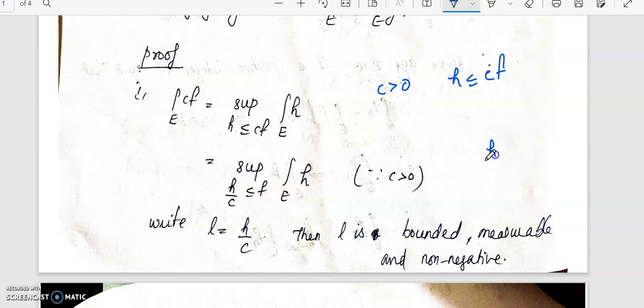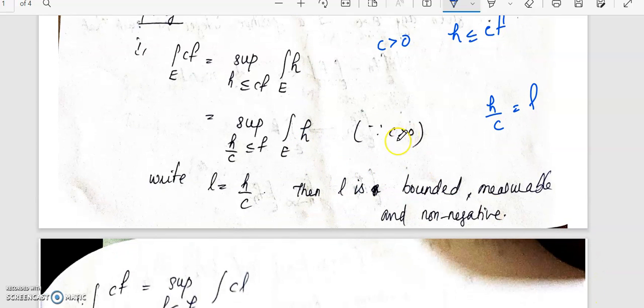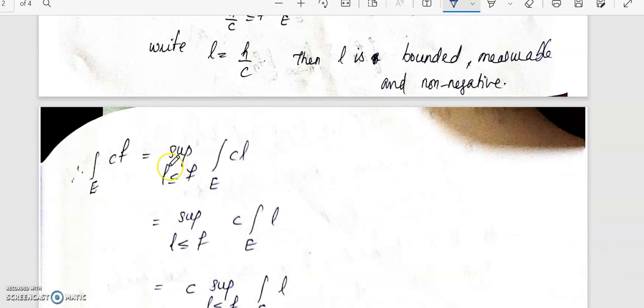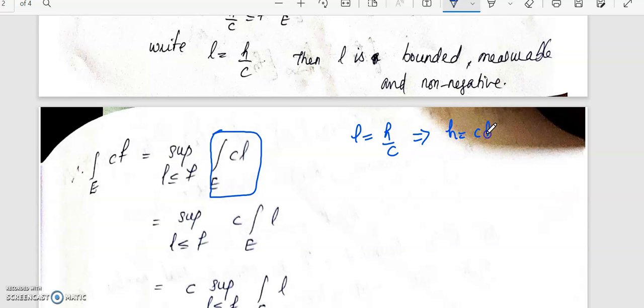ഇനി let me put h by c equal to L. So that will give the supremum over L less than or equal to f of the integral over E, h ന്റെ പ്ലേസിൽ cL വരും. Okay. So we are going to get the supremum over L less than or equal to f of the integral over E of cL. ഇനി ഈ integral എന്ന് പറയുന്നത് ഇവിടെ L is h by c. അപ്പോൾ ഇതിൽ നിന്നാണ് നമുക്ക് h കിട്ടുക. h will be cL.